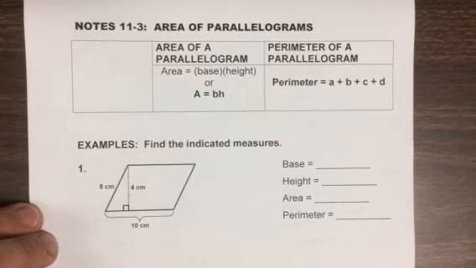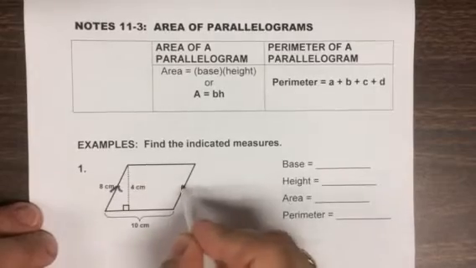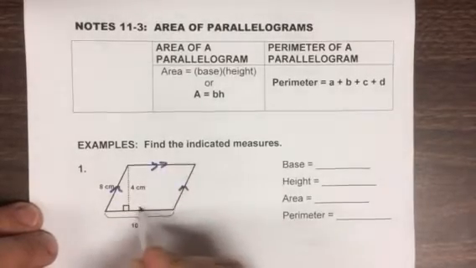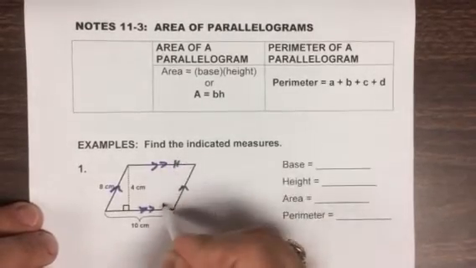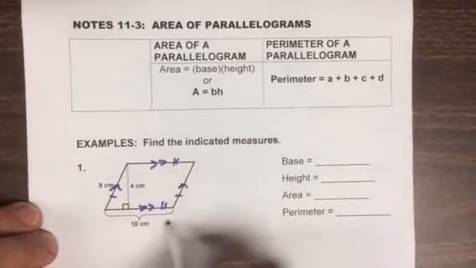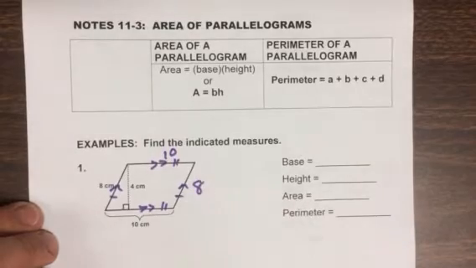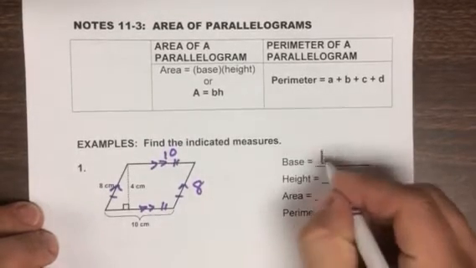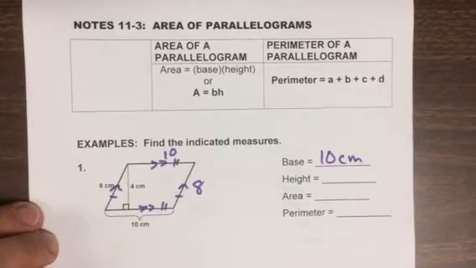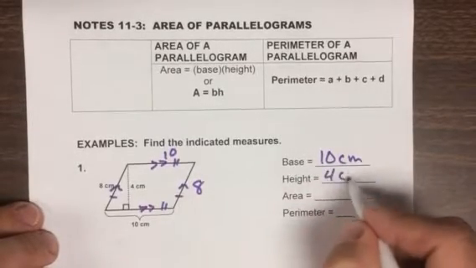So, taking a trip back to recognizing a parallelogram, if we look at number one, we know that opposite sides are parallel. We also know that opposite sides are congruent. So if this is 10, this must be 10. If this is 8, this must be 8 as well. So the base of my shape would be 10 centimeters. The height of my shape would be 4 centimeters.